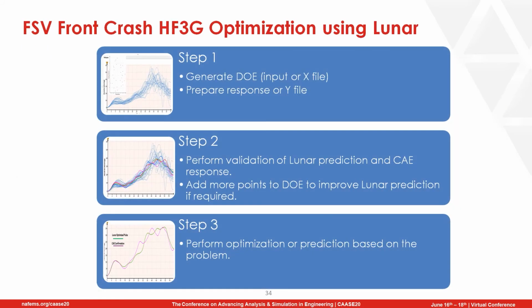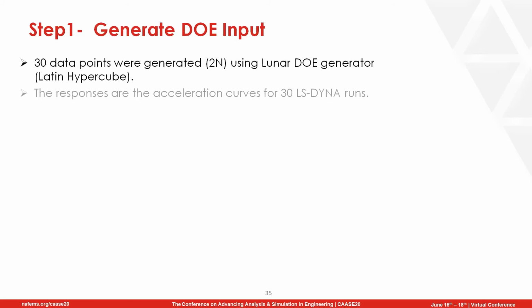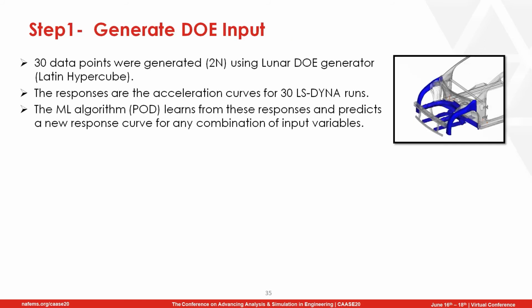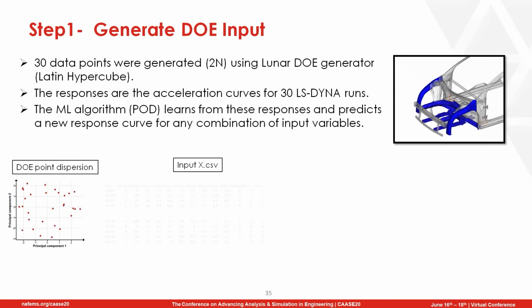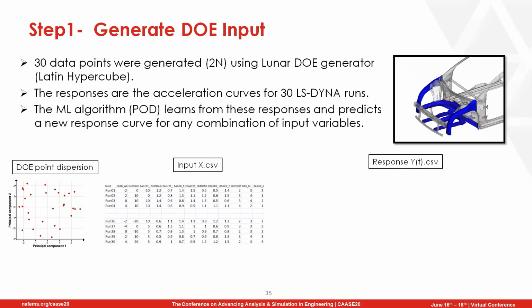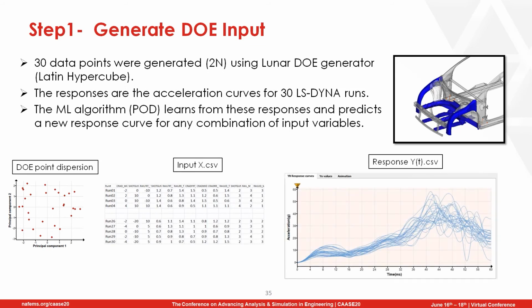Okay, so let's look at this high fidelity 3G optimization using Lunar. Based on our study, we have 3 major steps to take. In step 1, to generate DOE inputs, we basically take the number of the design variables that we have, and we have a rule of 2N, starting with 2N as a starting point for the number of the runs that we are going to get from LS-DYNA.